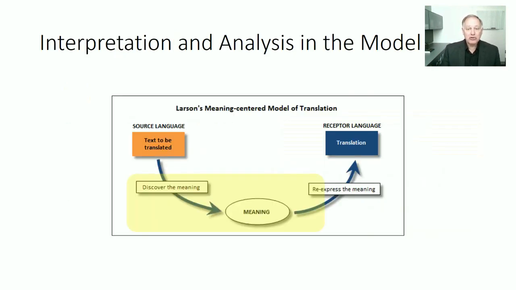Again, going back to Mildred's meaning-centered model of translation, I've highlighted the area where our interpretation and analysis would be happening. We have our source text. As we're interpreting and performing that analysis, we're trying to discover not only what the text means, but what factors are responsible for the creation and the communication of that meaning. And then I have that shading covering the re-expression or reformulation phase, because in theory, that analysis we do is going to help us to better reformulate the meaning into the target language.